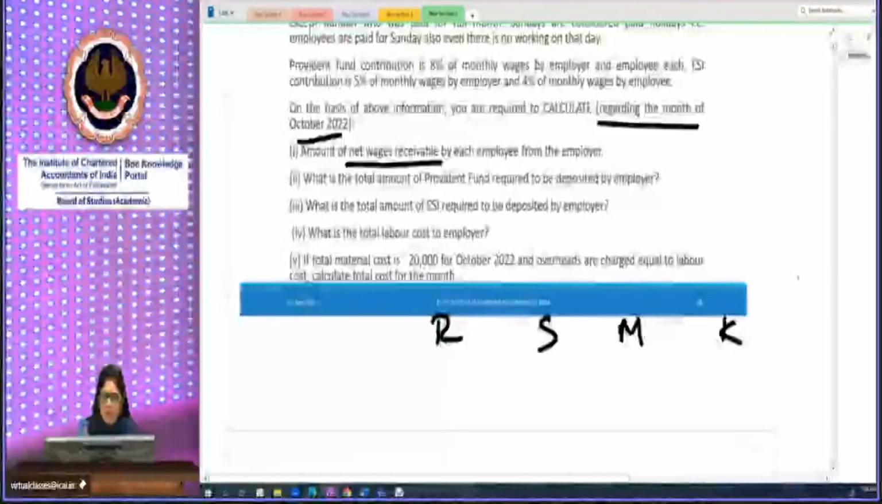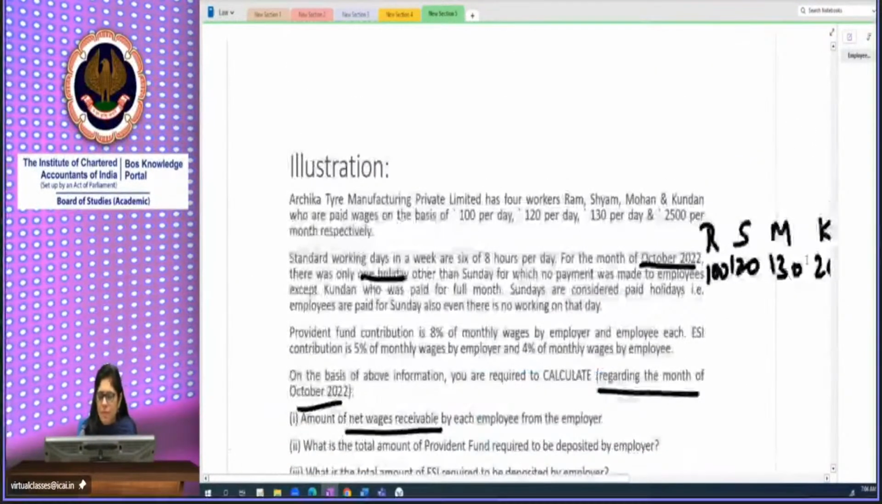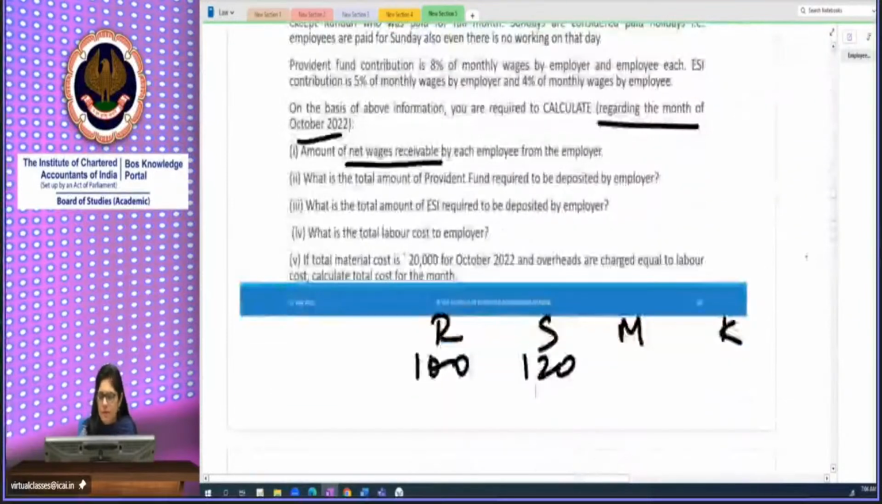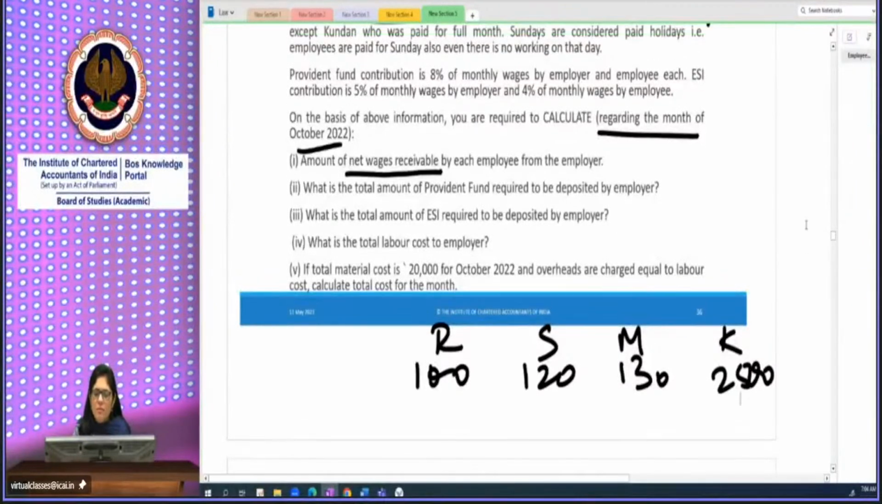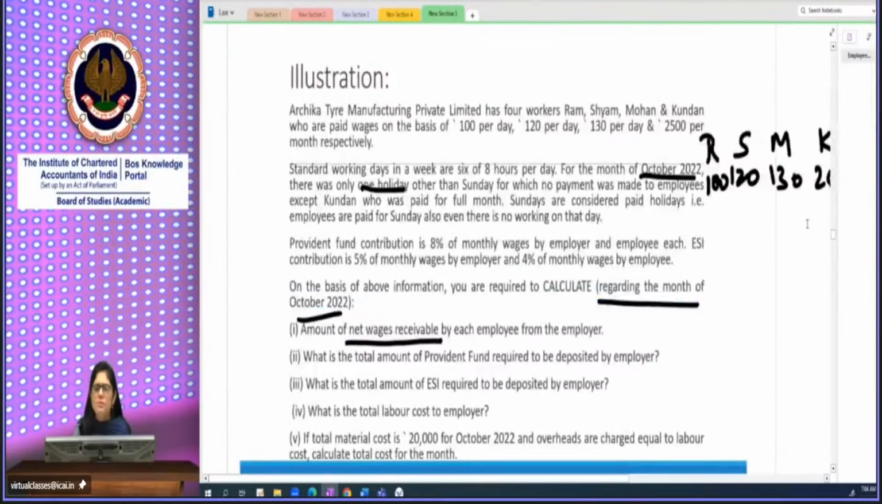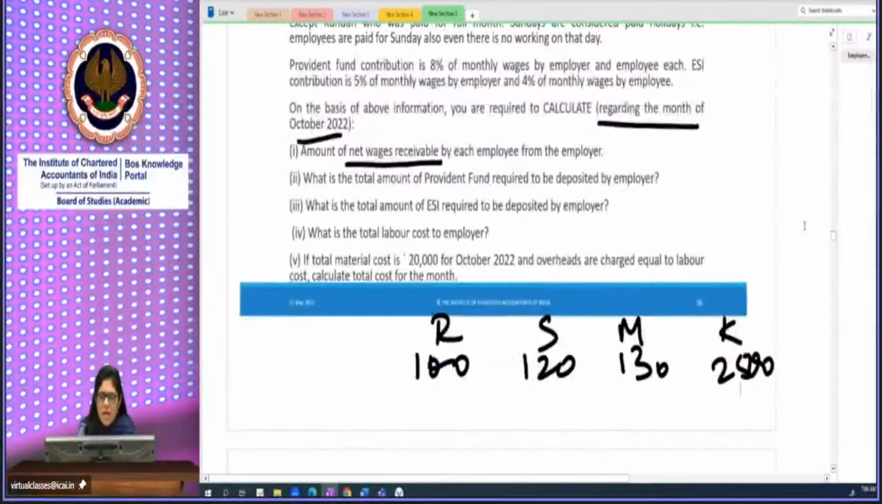So it is 100, 120, 130, and 2500. Ram, Shyam, and Mohan are paid per day. Now, how many days in a month? October has 31 days. In 31 days, there is one holiday other than Sunday for which no payment is made. So that means 100 into 30 days, 120 into 30 days, 130 into 30 days.